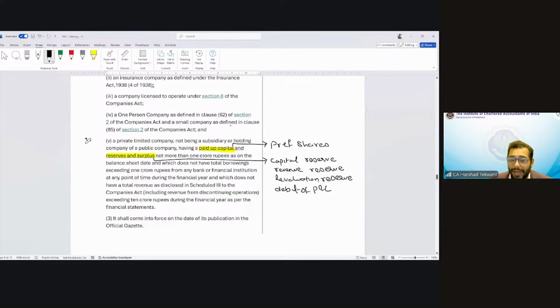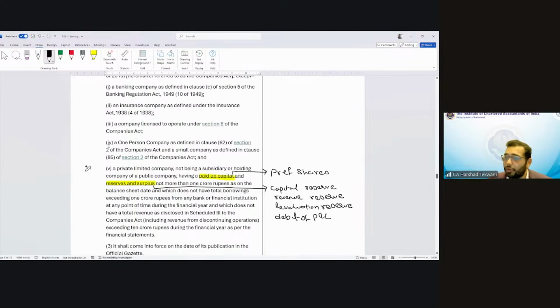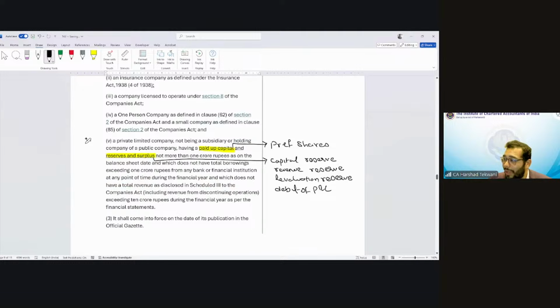Understand? So for paid up share capital, they use the word capital. It could be preference, it could be equity, both. So you need to consider both of them. There is no exclusion in that either. Sir, will we include the securities premium reserve account as well? Every reserve. There is no exclusion from the reserve. If that is a reserve, yes, you have to include that.